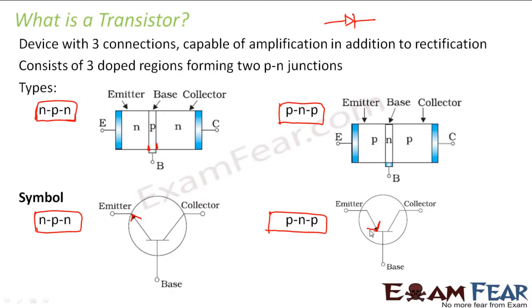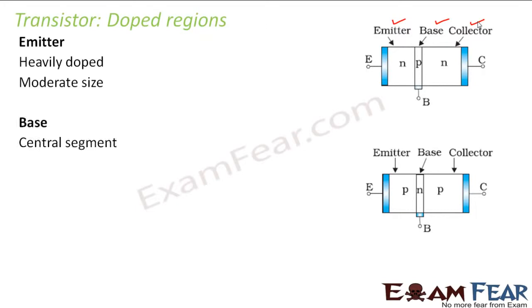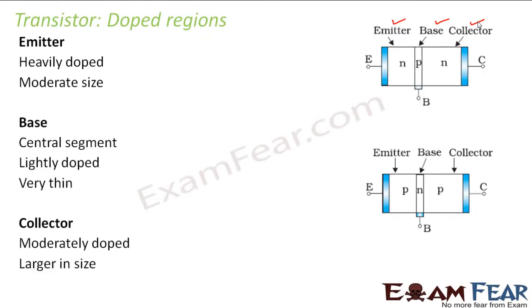Right? So now let us understand what are the different doped regions of the transistor. Just now I told you there are three doped regions. What are the three regions called? They are known as emitter, base, and collector. These are the three regions. So what is emitter? When I say emitter, emitter is the region at one corner, right? So one end is emitter, which is heavily doped and of moderate size.